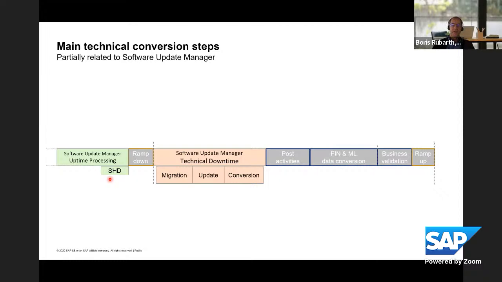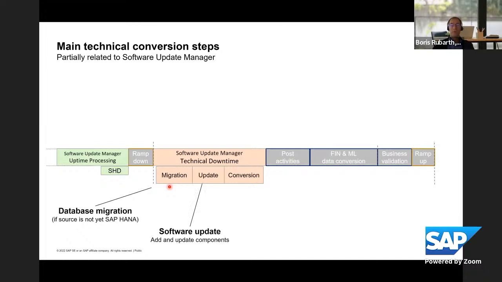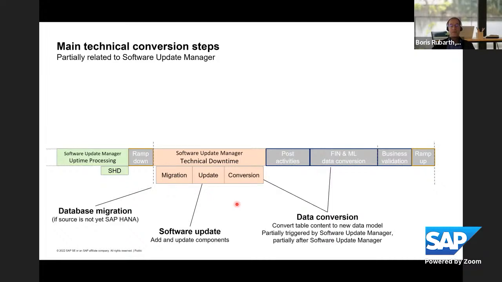And then finally, we decide to enter the downtime, and the database migration will happen. Of course, only if it's required, only if the source is not yet on HANA database. The database migration from non-HANA to HANA happens. Then the update part will be executed. So new software components, updated software components. And then what we call the data conversion will happen, which is partially executed by the software update manager and partially to be executed afterwards. So after the software update manager is finished, the system is not yet completely converted. There are still data conversions to be executed, as we will discuss in the second section here.